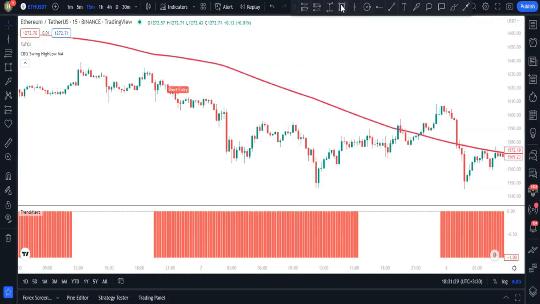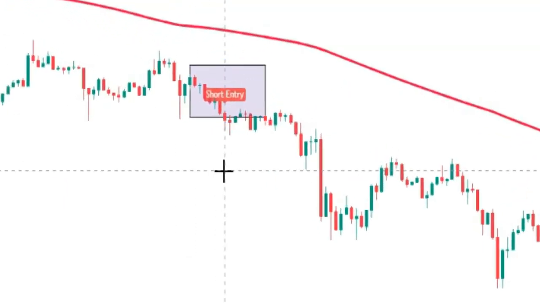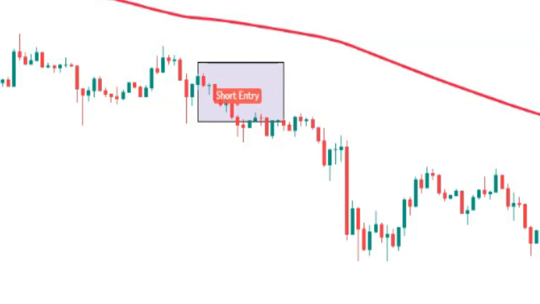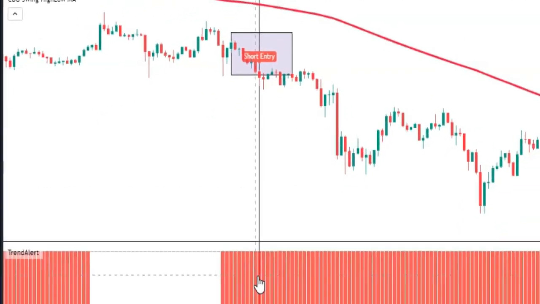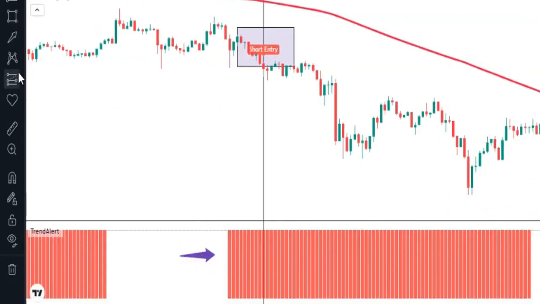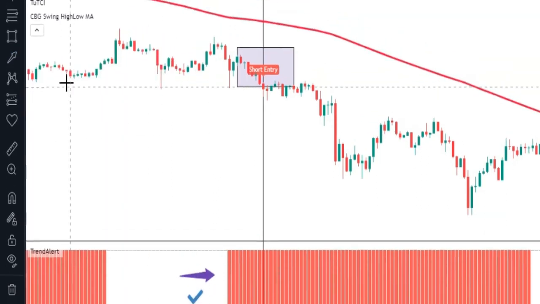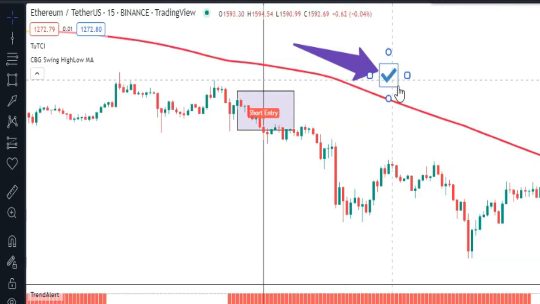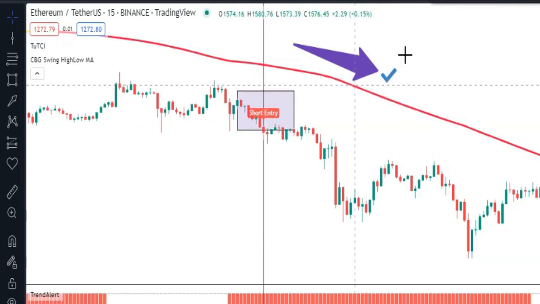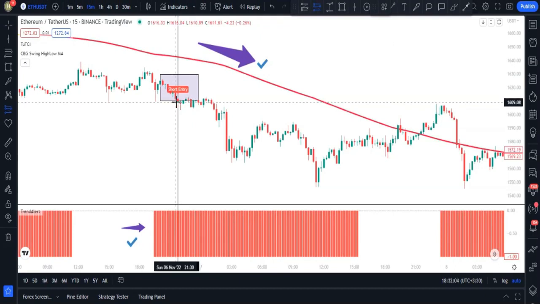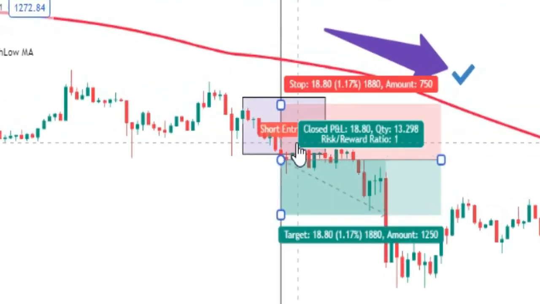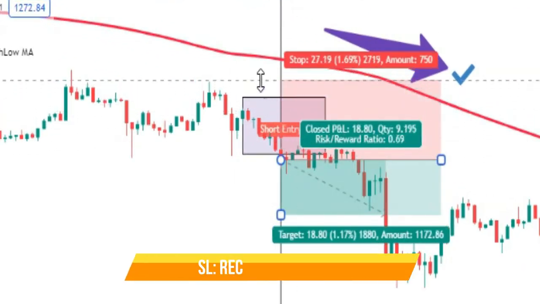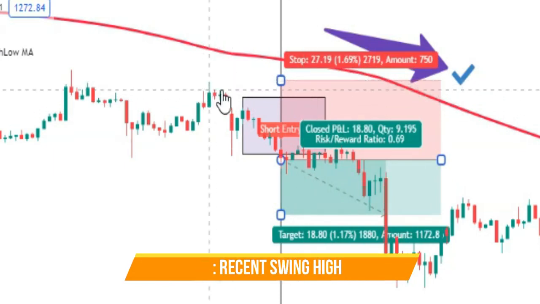Now let's check out the rules for a short trade. For a valid short trade, we need a short entry by the TUTCI indicator, and for the confirmation, the trend alert histogram should exist and it should be red. And for the final confirmation, we need to be in a downtrend market, so the price action should be below the CBG indicator. When all these conditions are met, our short signal would be confirmed and we can place our short order at the close price of our short entry candle. You can set your stop loss slightly above the recent swing high.